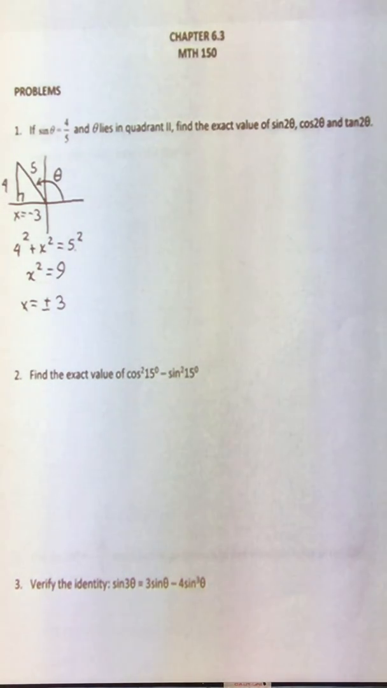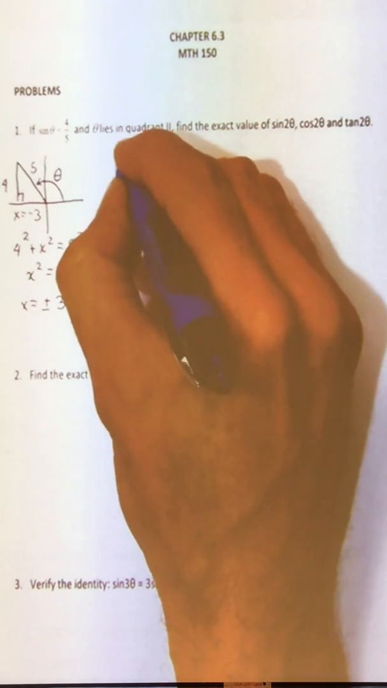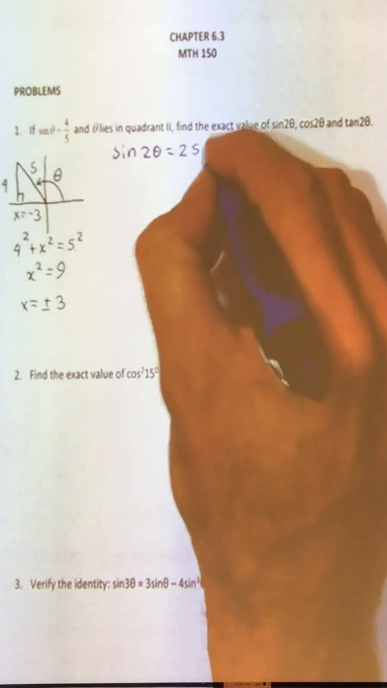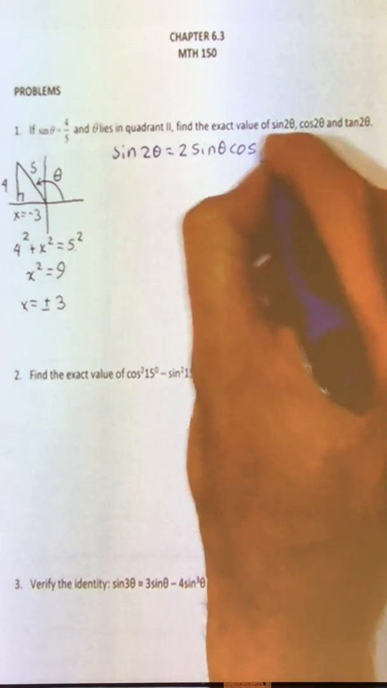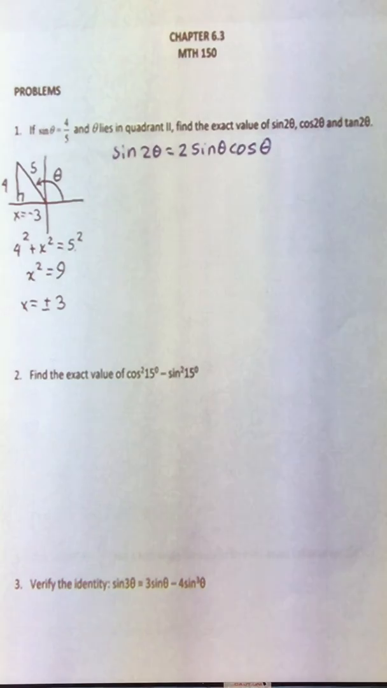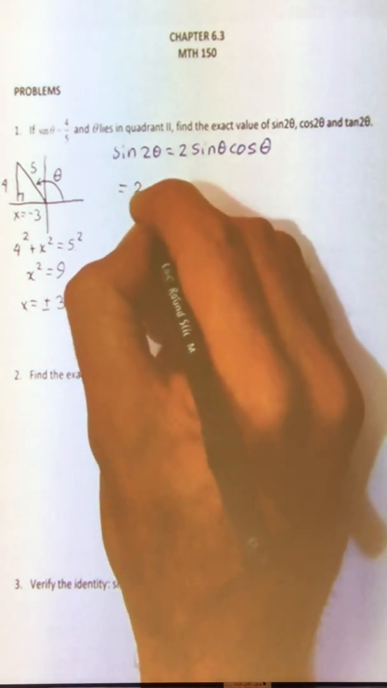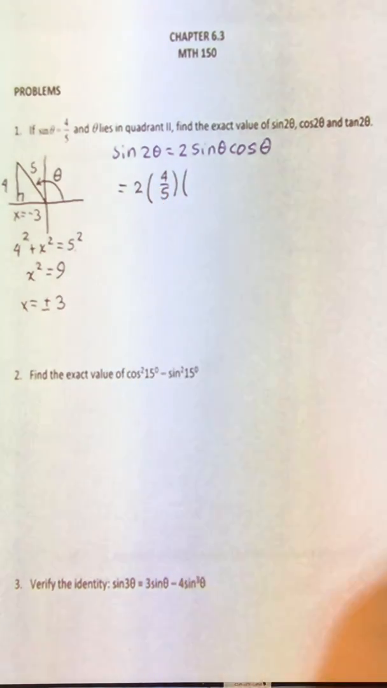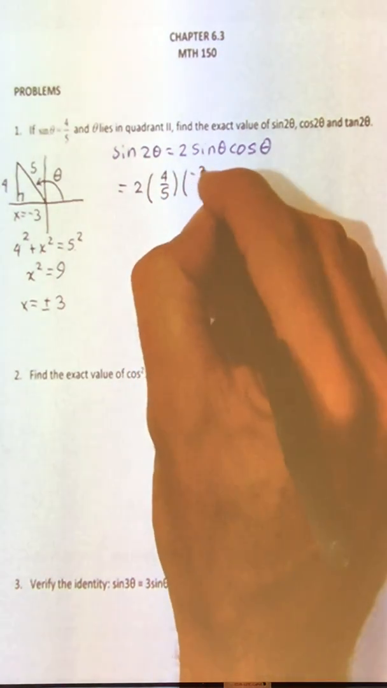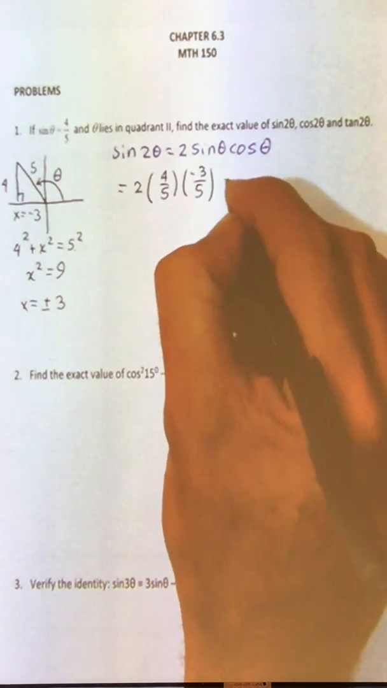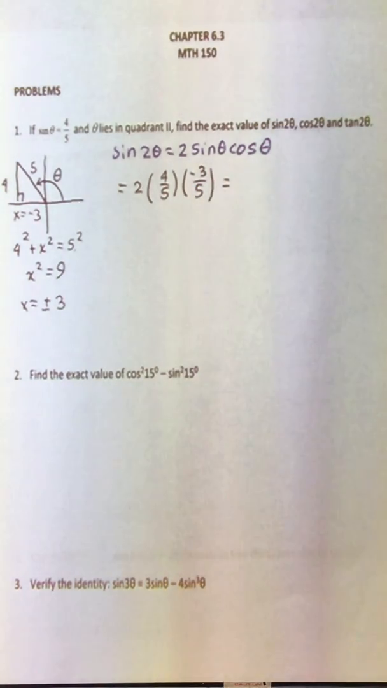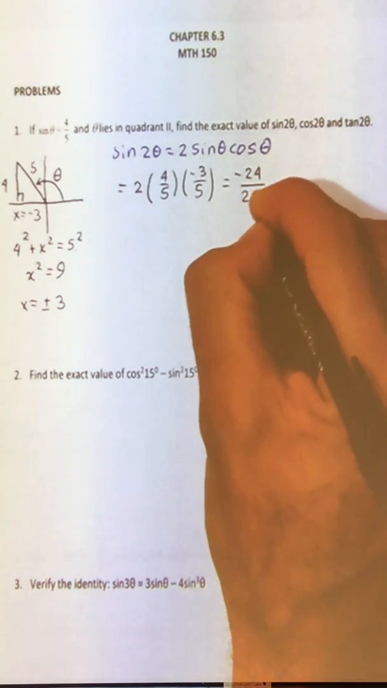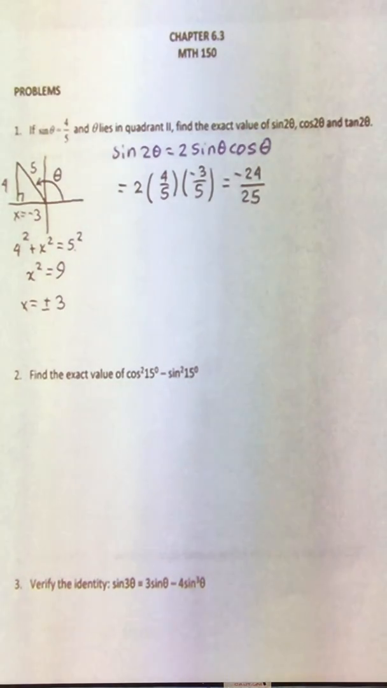Now let's take a look at the identities we need for sine 2 theta. Sine of double the angle is equal to 2 times the sine of the angle times the cosine of the angle. So using my right triangle, the sine of the angle is given to be 4/5. And the cosine of the angle, that's adjacent over hypotenuse, so that's -3/5. And performing the multiplication straight across the tops and the bottoms gives us a final value of -24 over 25, and that's the value of sine 2 theta.